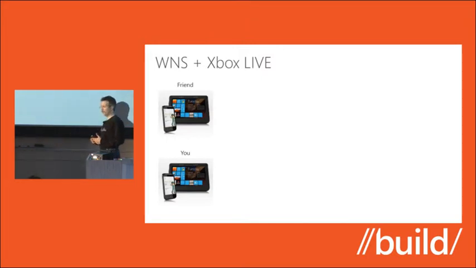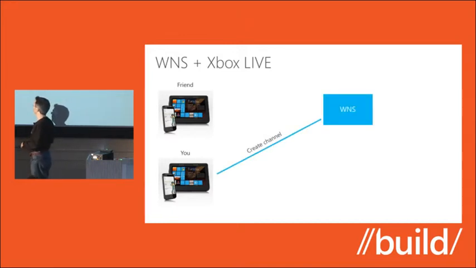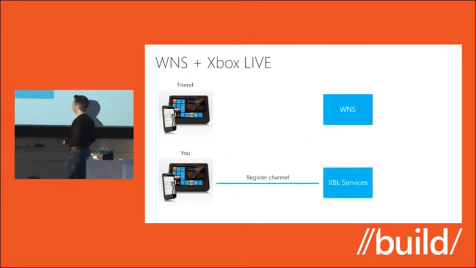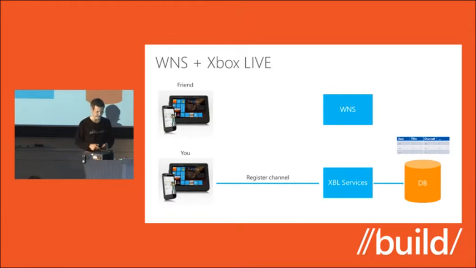When your title launches and you call sign in, automatically under the covers, we're going in and we're going to talk to WNS. We're going to create what they call a channel. So this is for this app, for this user, on this device, create me a unique pipe for communication. So as soon as I launch the title, I get that. And then I'm going to turn around and call Xbox Live and say, here's the channel, please record this. And it'll store that off into a database.